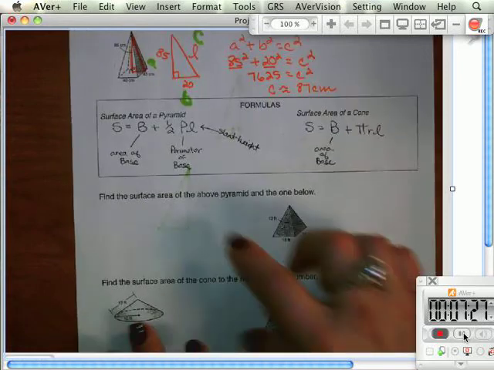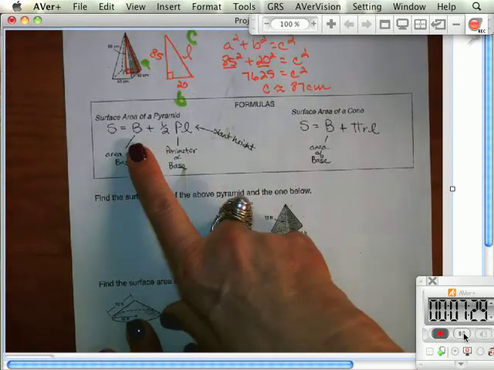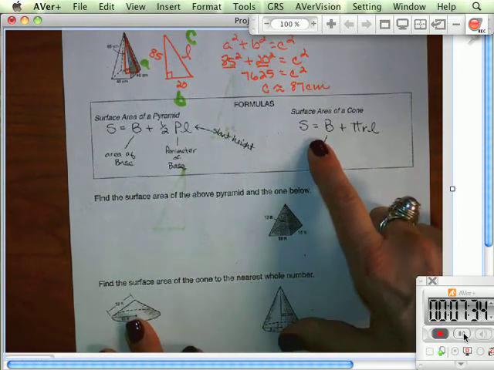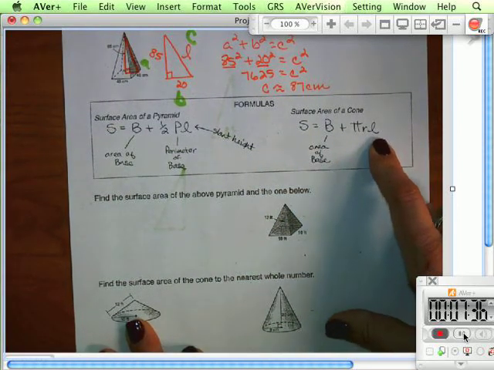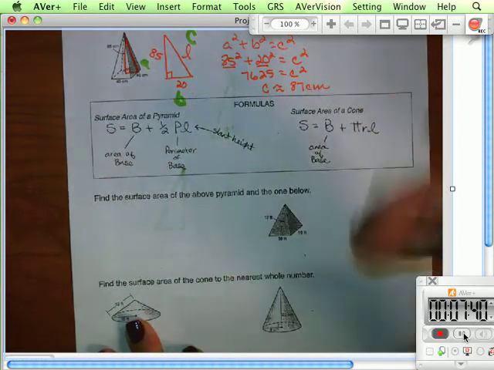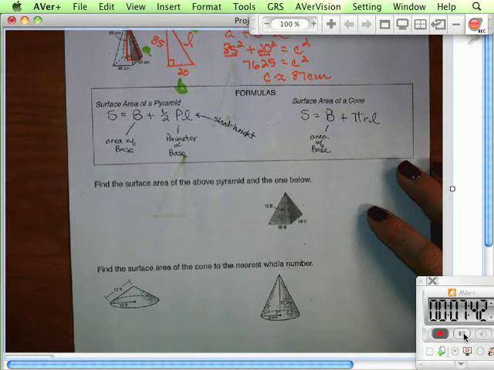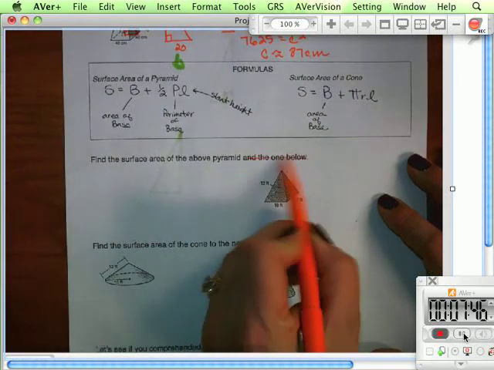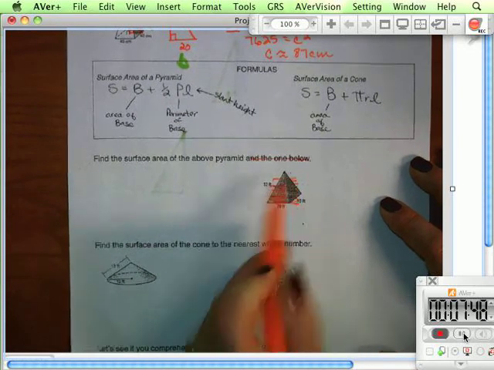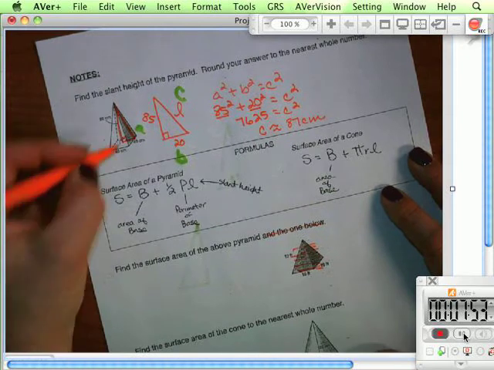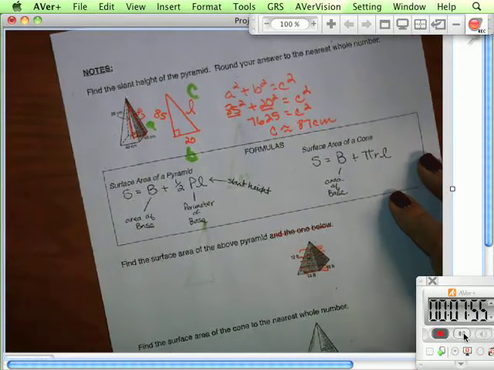So here are the formulas you're using. If it says pyramid, you go here. If it says cone, you write this down and fill in what you know. If it says pyramid, you write that down and fill in what you know. So let's practice two of them. Find the surface area of the above pyramid. We're going to do the above pyramid because we already have the slant height. We found that to be 87.